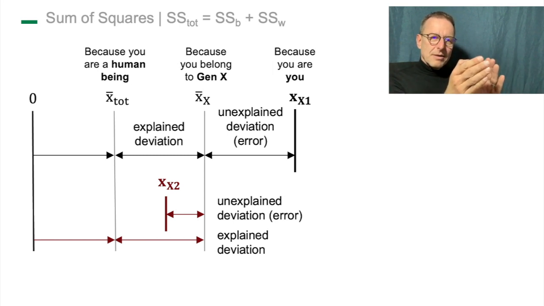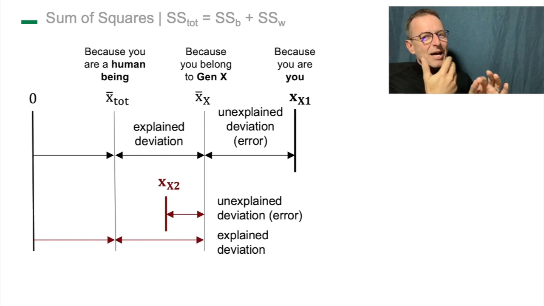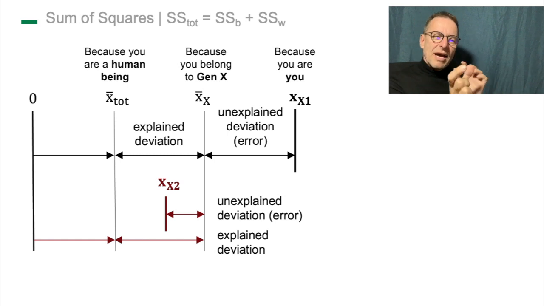Okay? But your individual value is even more than this. You say, okay, I'm a human being, and I belong to Generation X. That's why I'm a little bit less or higher than typically. But I'm also an individual. I am myself. I'm me. And that's why I'm a little bit more, a little bit less. So you have these three components, so to speak.